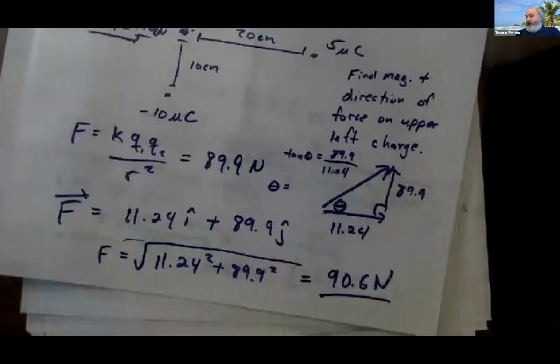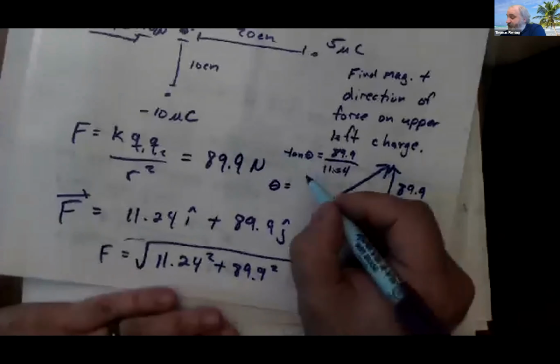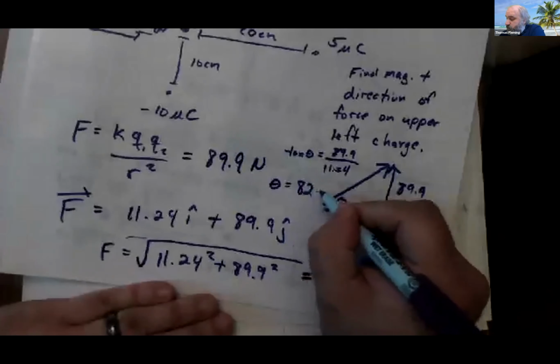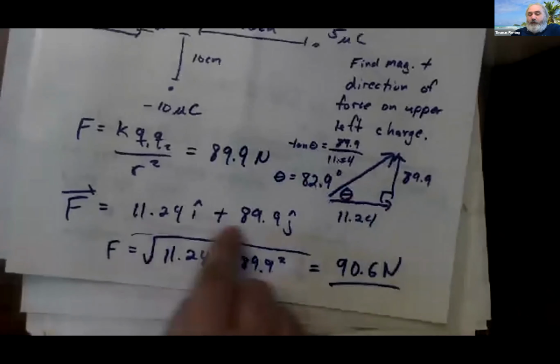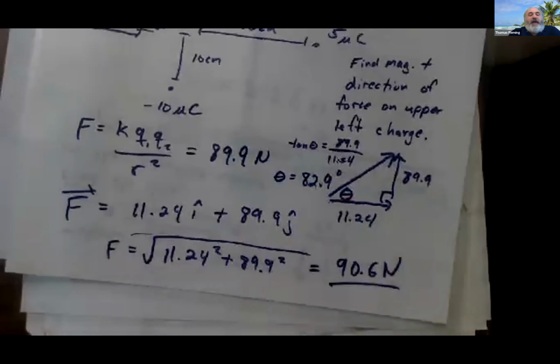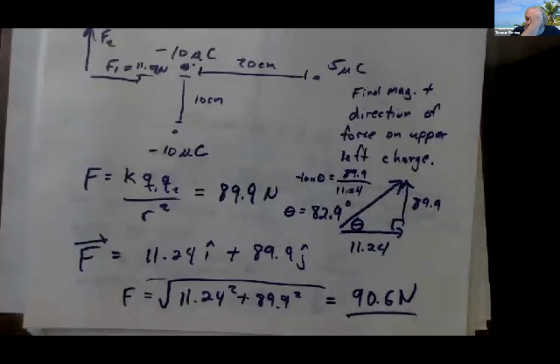So 89.9 divided by 11.24. Take the inverse tangent of that, and I get a whopping 82.9 degrees. Which, as I suspected, is way bigger than 45. So sometimes when you want to specify the direction, you look at how the two components compare to each other, and that ratio ends up telling you the angle. Super easy, right? Mm-hmm. Let's make it more complicated.